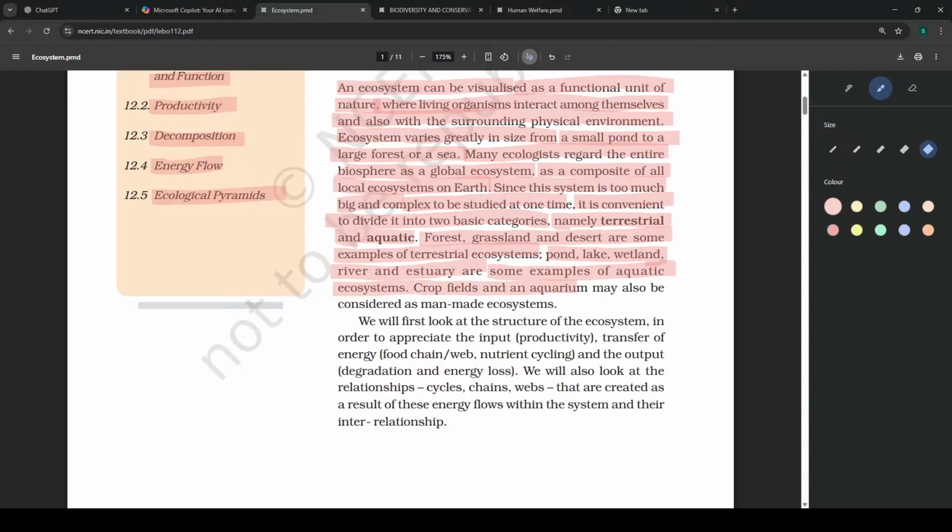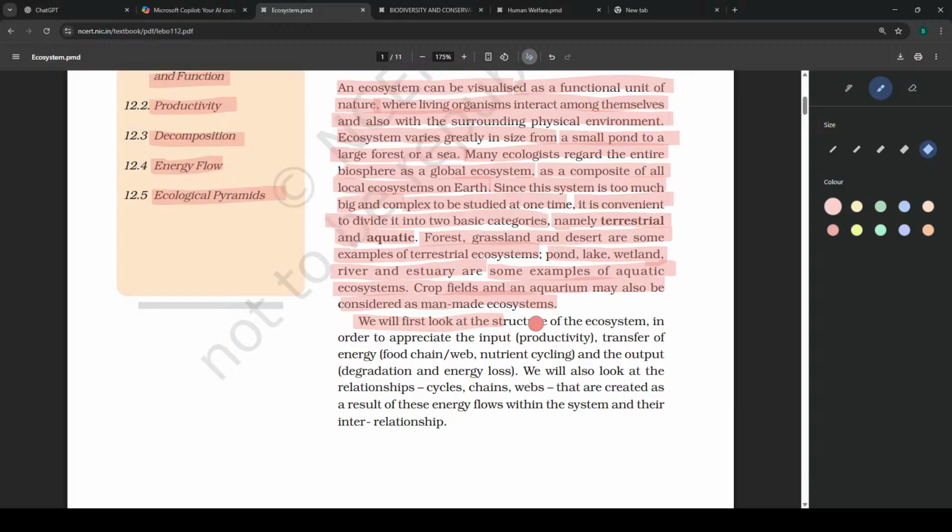Crop fields and aquariums may also be considered man-made ecosystems. We saw the examples of terrestrial and aquatic. Here are examples of man-made or artificial ecosystems, that is, a crop field and an aquarium. It is not a complete ecosystem, it is man-made.